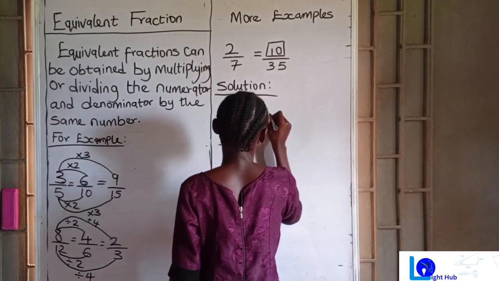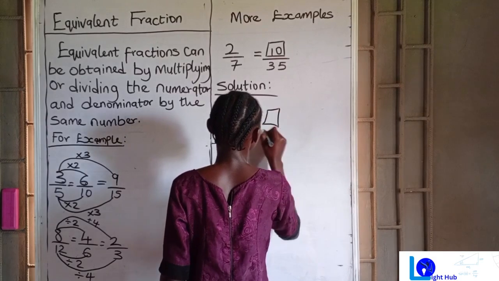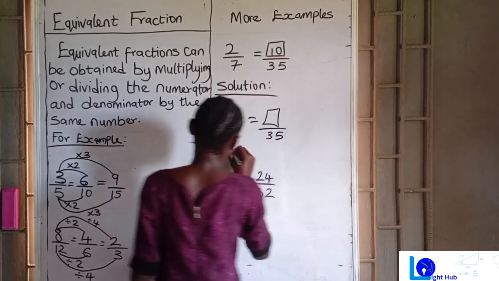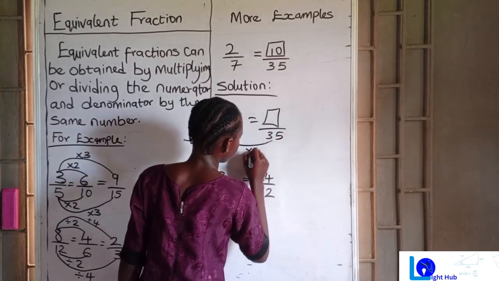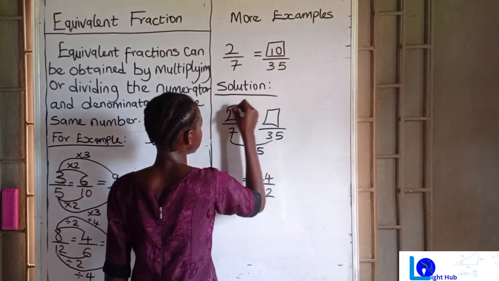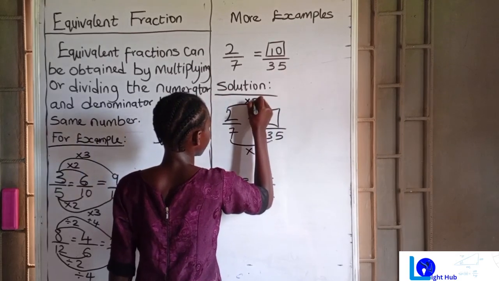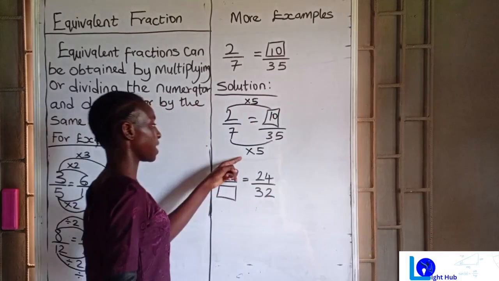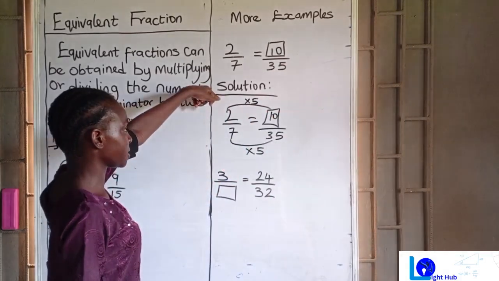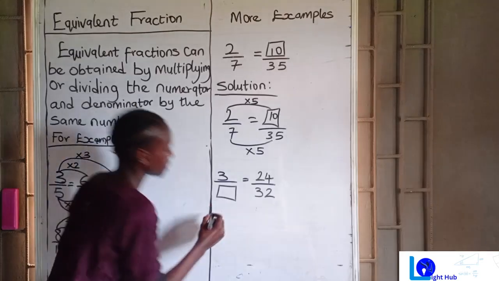So this is it. 2/7 is equal to 10/35. This is multiplied by 5, and this is also multiplied by 5, which gives us 10. Whatever you use to multiply the denominator, use it to multiply the numerator. So same here, solution.